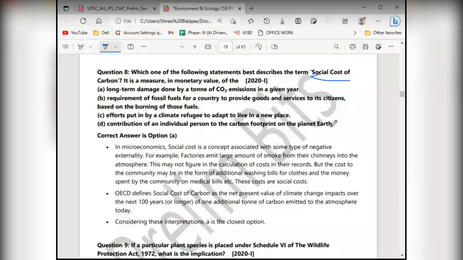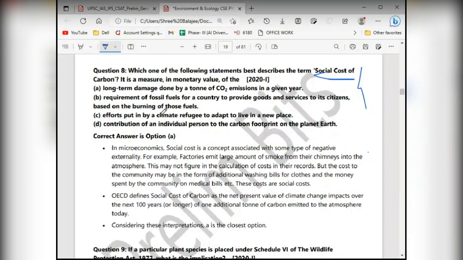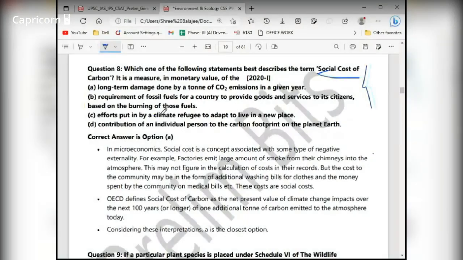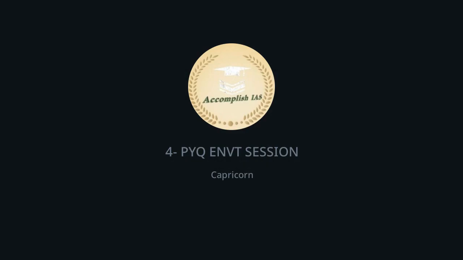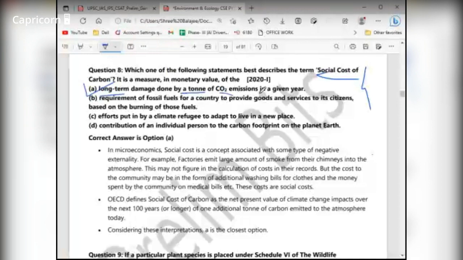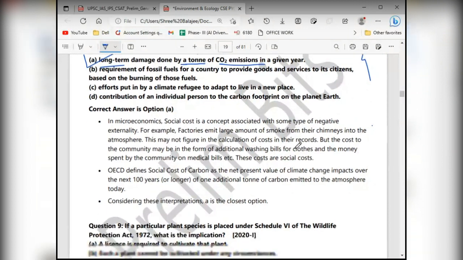Whenever you are solving such questions, you have to consider what the statements are and which statement provides the detailed meaning. So the answer for this question would be option A, long-term damage done by a ton of CO2 emissions in a given year. This question was there in the news as well. So if you know, you know. If you do not, there would be high chances that you will get it wrong. Now let us move to another question.